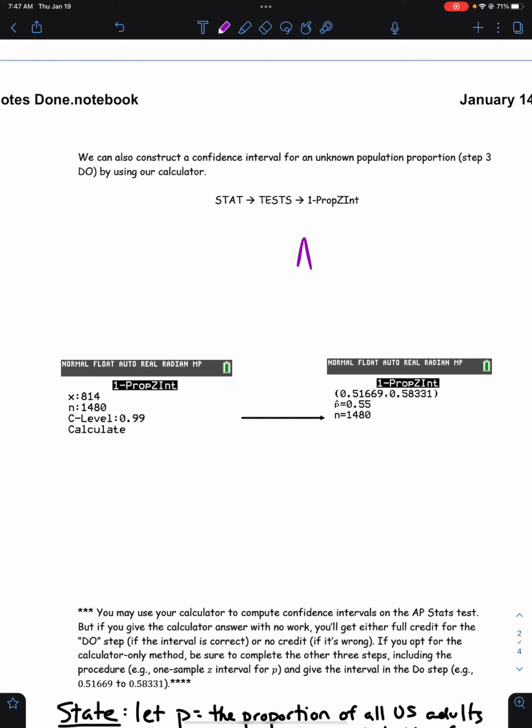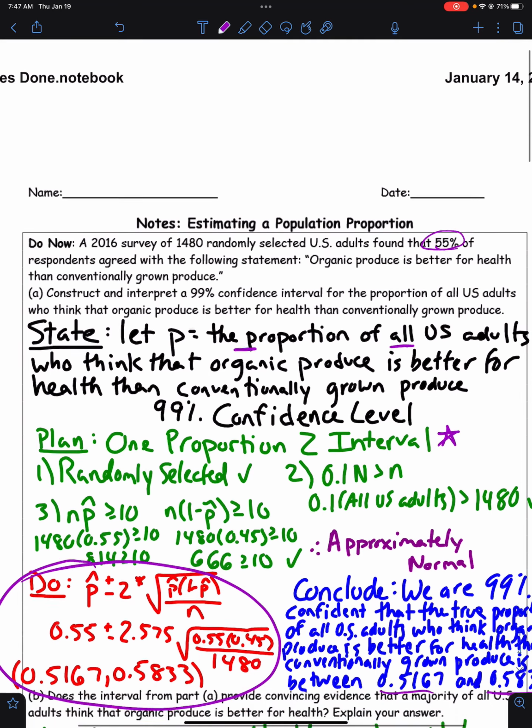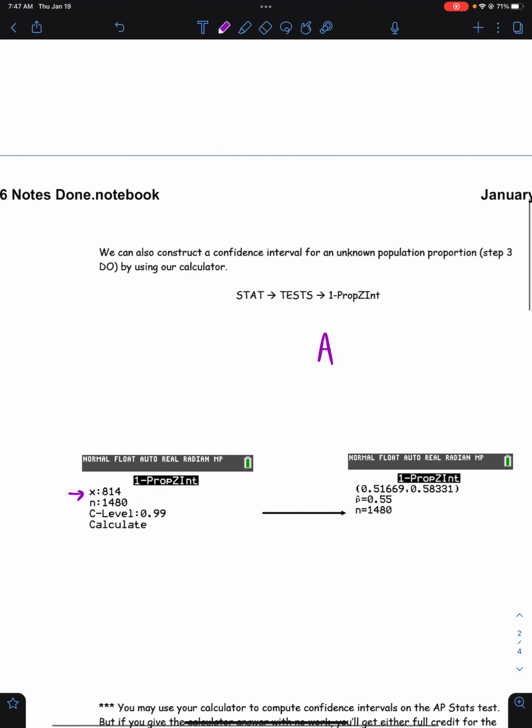When you click it, the x is how many people responded to our actual survey for a success. So 55% for this one. It doesn't give us how many, so you actually need to do 0.55 times the sample size to get the number for x, because x is the number of successes, if we think about it as binomial. n is the sample size. Confidence level 0.99. Make sure you don't put 99.